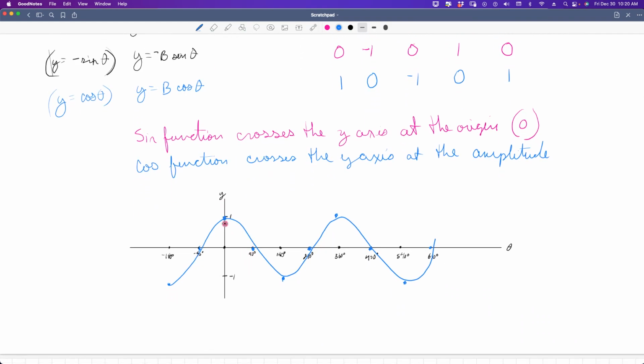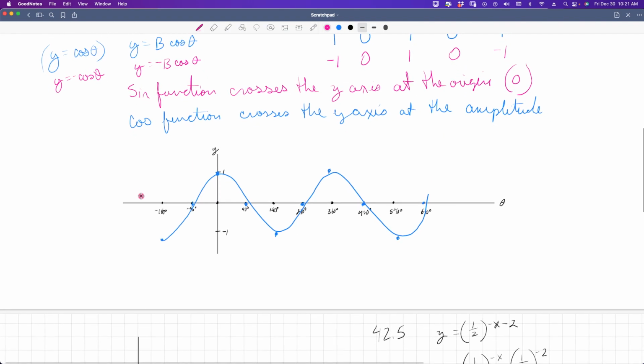Now, if it is a negative, so this will be y is equal to negative cosine of theta, which is going to be y is equal to negative b cosine of theta. This would be negative 1, 0, positive 1, 0, negative 1, right? Just the opposite applied. So then this would start here, come here, then cross the negative on the y-axis, back up to here, cross here, here. So then it would look like this. It would go down first at the y-axis.